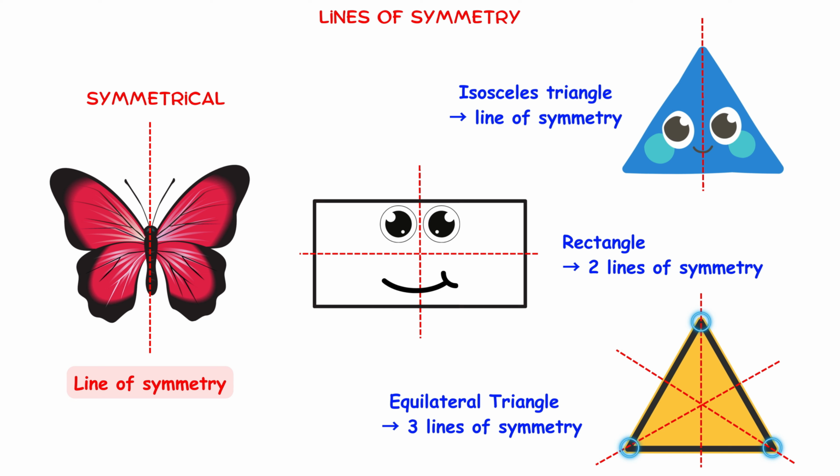If you ever feel unsure about whether a shape has symmetry or not, a simple method is to draw a line through it and visually check if the two resulting sides look exactly the same. If they do, then the line you drew is a line of symmetry.